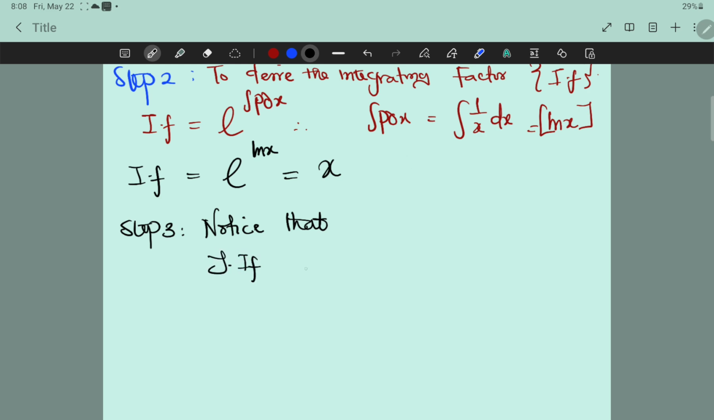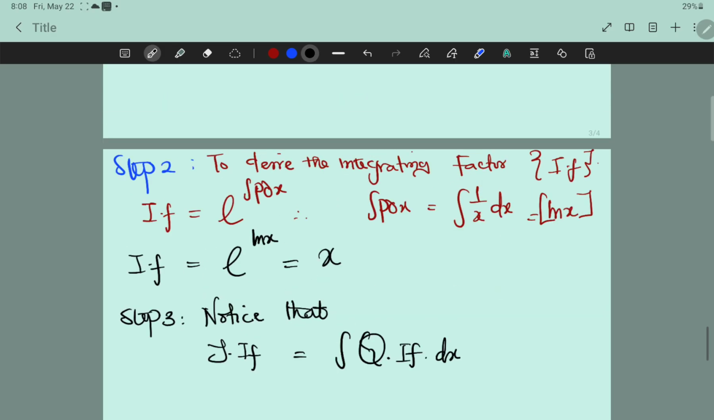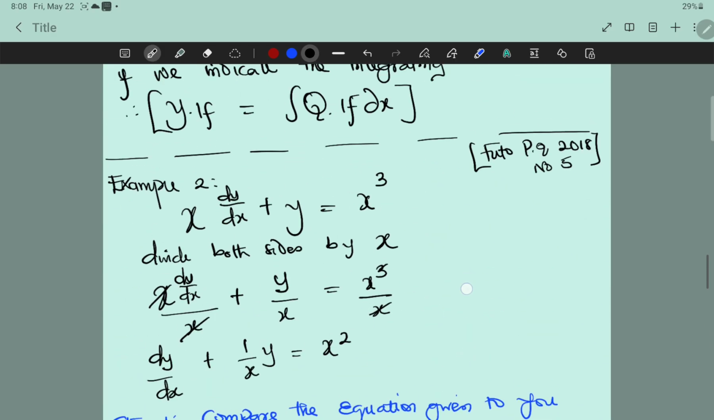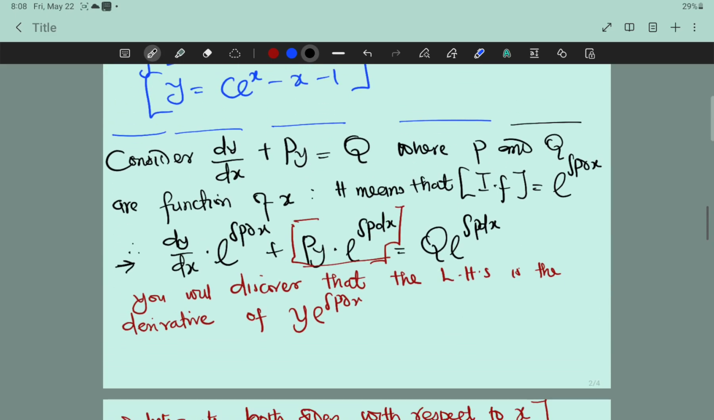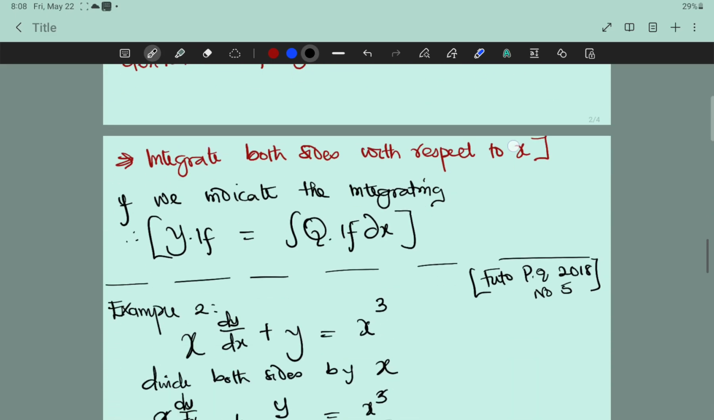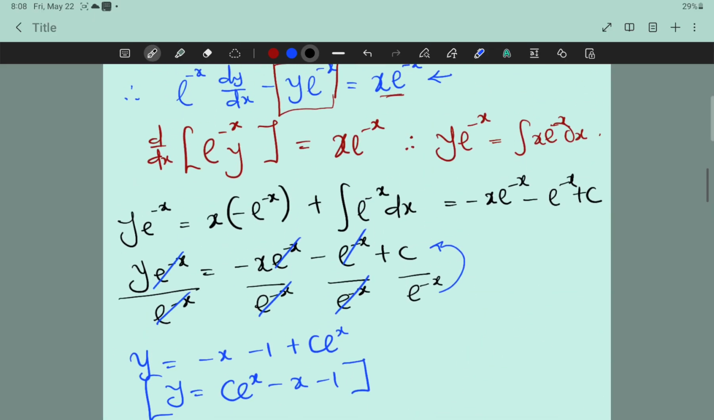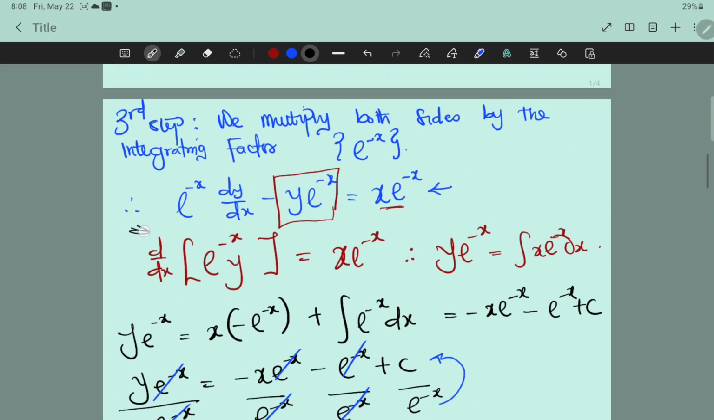y multiplied by the integrating factor is equal to the integral of q multiplied by the integrating factor multiplied by dx. Let me explain. If I take from here, let's go back to this part where I solved this question. So y multiplied by the integrating factor is equal to the integral of q multiplied by the integrating factor multiplied by dx.